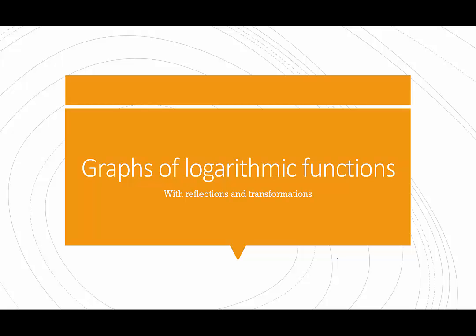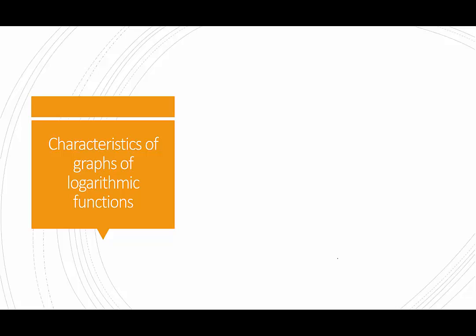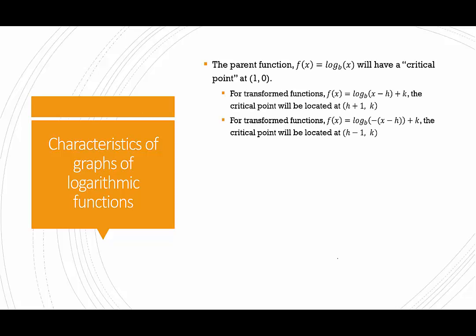In this video, we are going to look at examples of graphing logarithmic functions with reflections and transformations. Before we look at examples, let's review the key characteristics that we look for when we graph logarithmic functions. First, a parent function will have what I call a critical point at (1, 0). Transformed functions, where x is positive, will have a critical point at (h + 1, k). And transformed functions where we have a negative x value will be located at (h - 1, k).